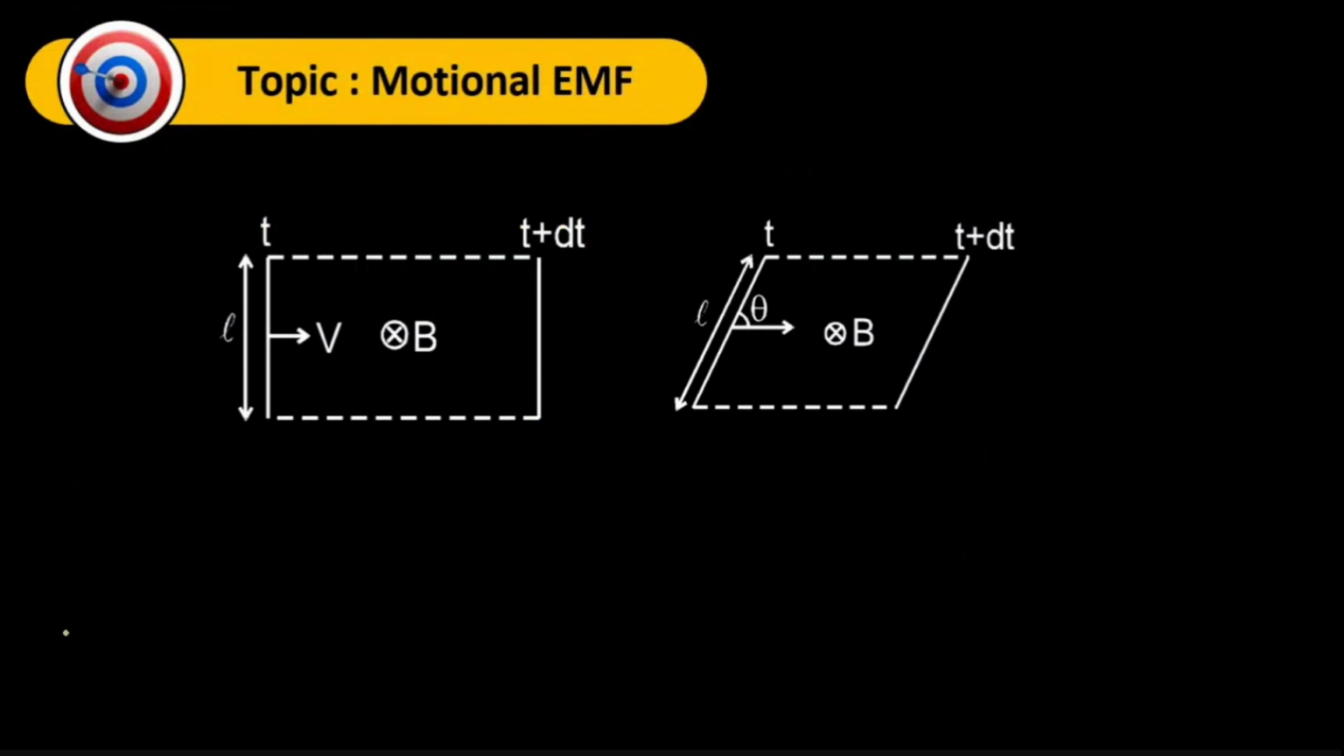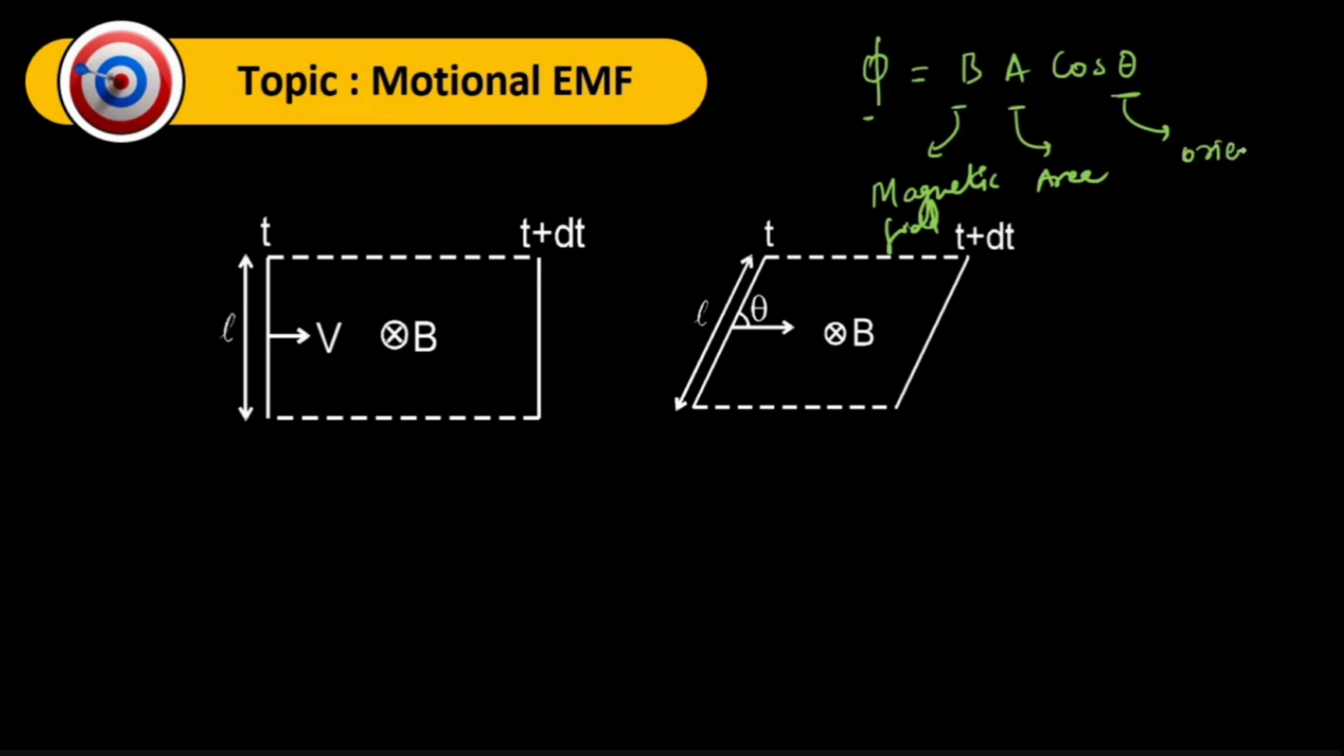Then we have the motional EMF topic. So remember, phi is BA cos theta. If we change the magnetic field, we can induce EMF. If we change the area, we can induce EMF. If we change the orientation, we can induce EMF. So now we are going to understand in how many ways we can actually induce EMF. First, by changing the magnetic field. Second, by changing area. And third, by changing orientation.